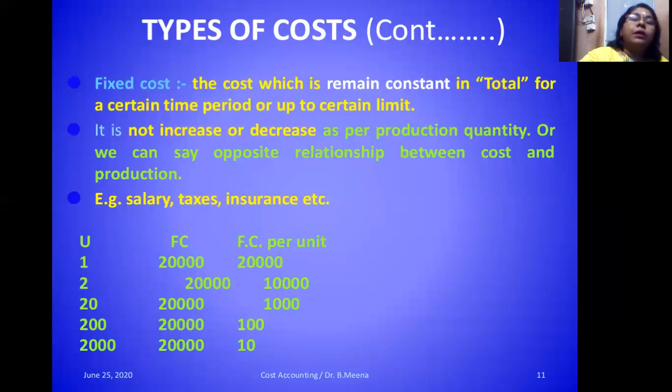Again, I'm repeating, TFC, the second column, remains constant whether the volume of production is zero, increasing, or decreasing. But AFC, that is fixed cost per unit, will vary as per the volume of output. AFC will be more when your production is less, and AFC will be less when production is more. So have an understanding. This basic theory is very important in the marginal costing technique as well as in budgetary control.